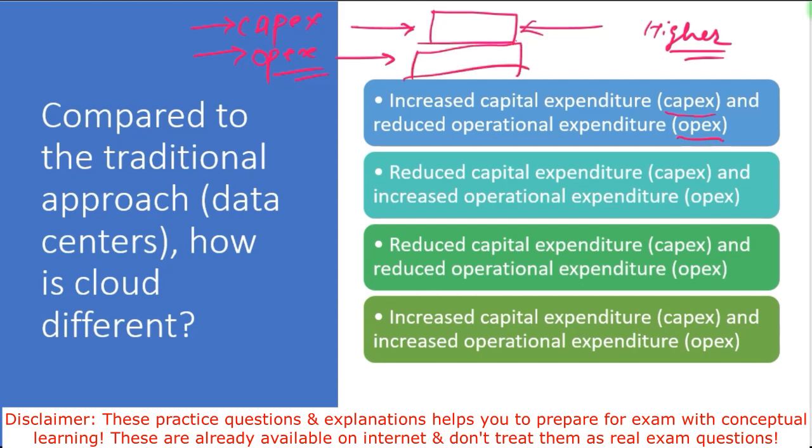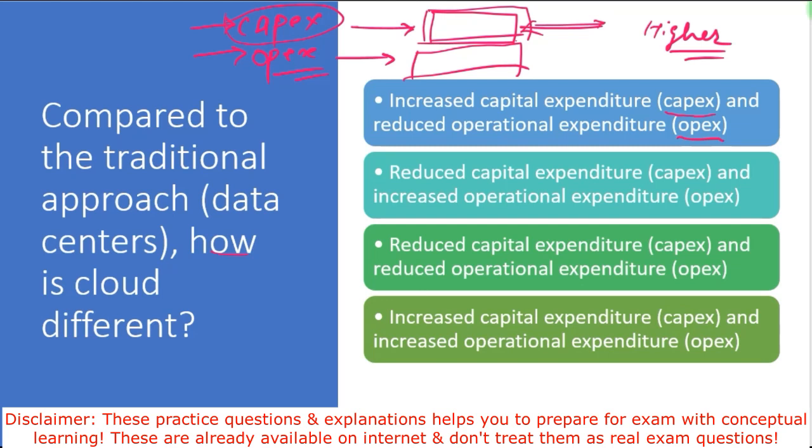So here they are asking how the cloud is different from the traditional environment. When we are in our own environment, we spend more capex because we need to purchase everything. Once the server is ready, we use it, and after that we no longer need to pay for that particular service. So opex is less there, and capex is more.